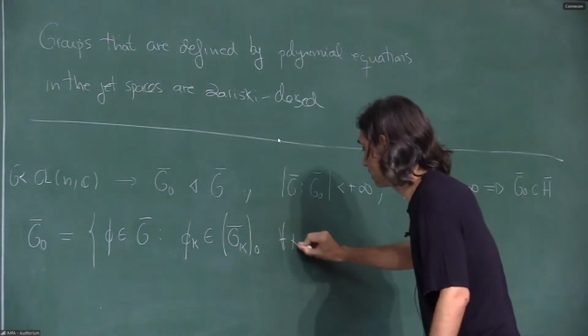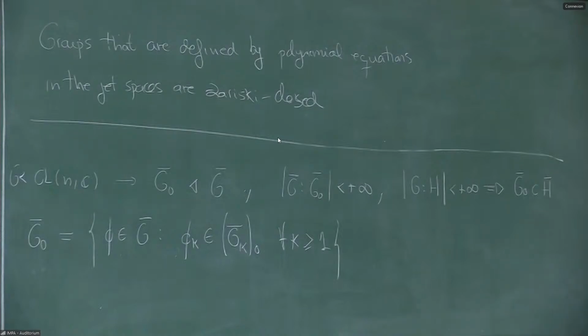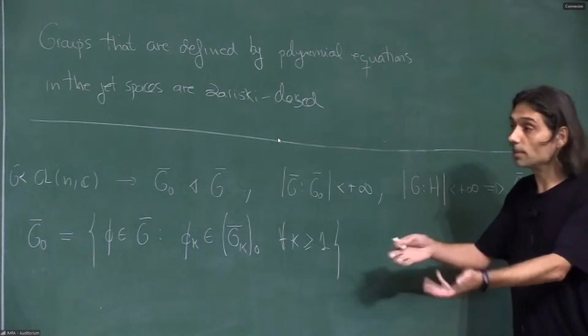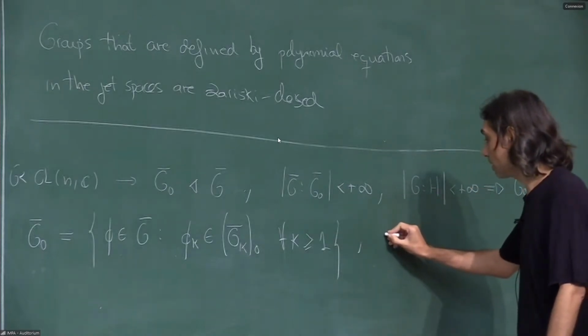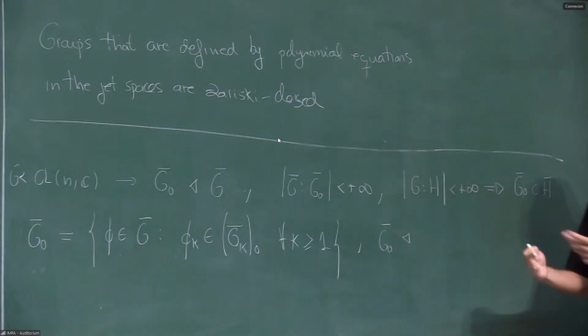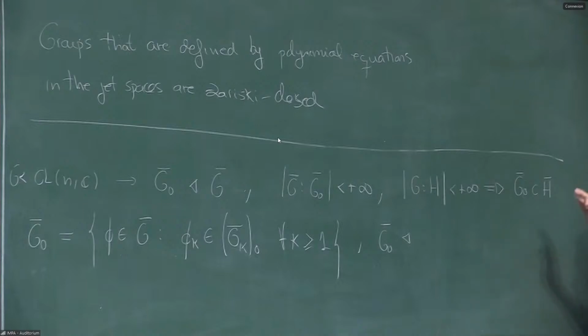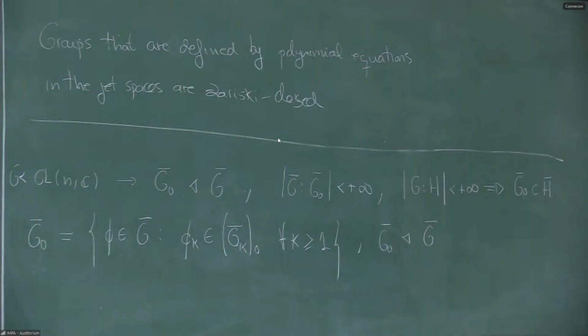For all K. That's gonna give you a subgroup, because if it happens in every jet space, it's very easy to see that this connected component of the identity, it's a terminology because we didn't introduce any topology, is normal in the Zariski closure of G.